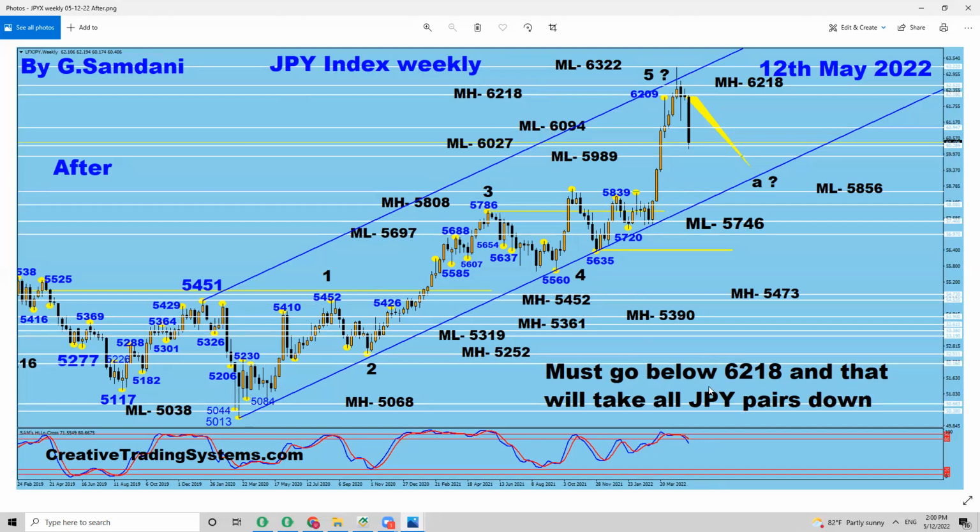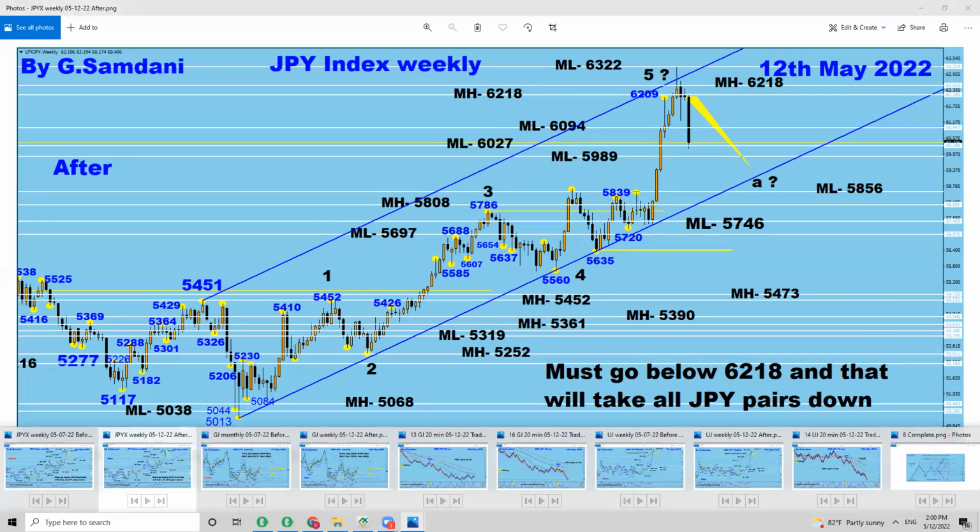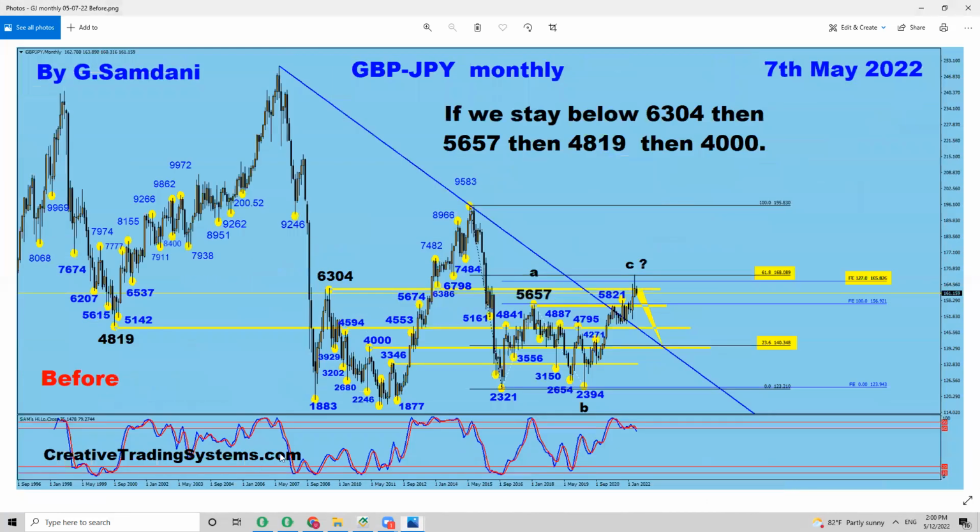So what happened to this chart? It's supposed to take all yen pairs to the downside. Now, I had problems with my computers this week. But still, on the 7th, I also made two yen pairs weekly charts, which are pound yen and USD yen. So let me show you the pound yen weekly chart.